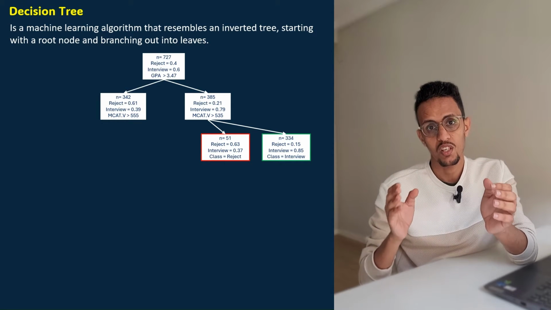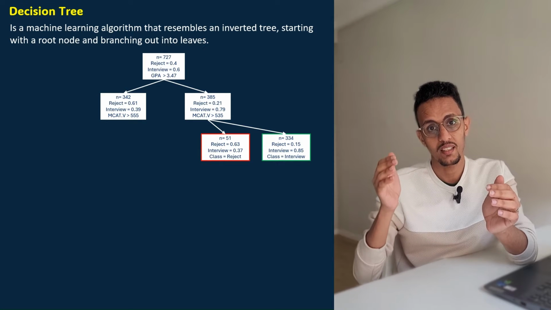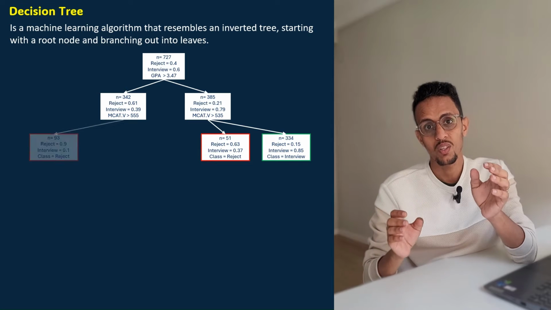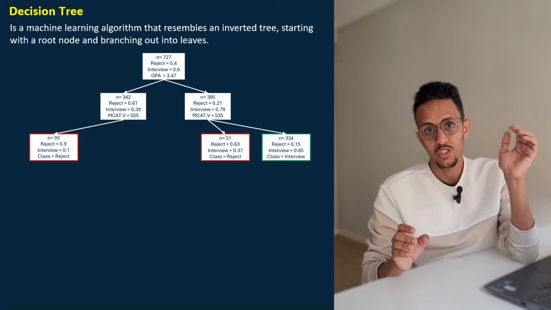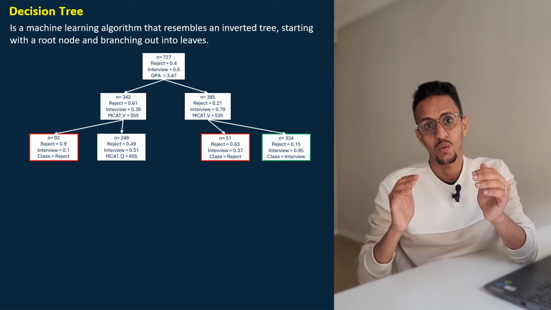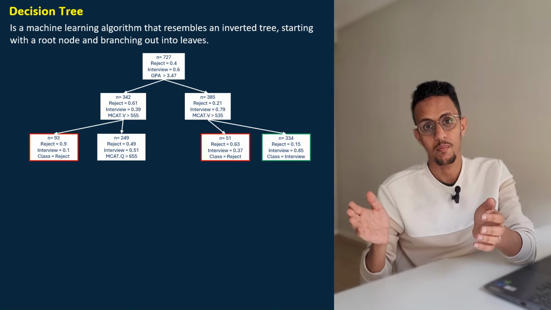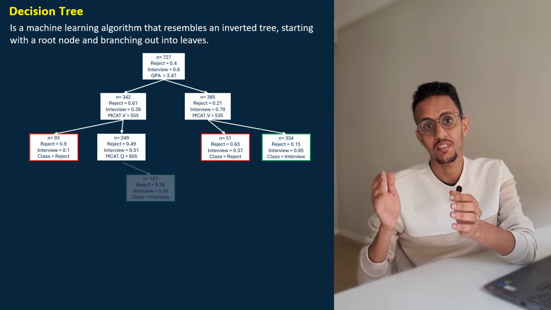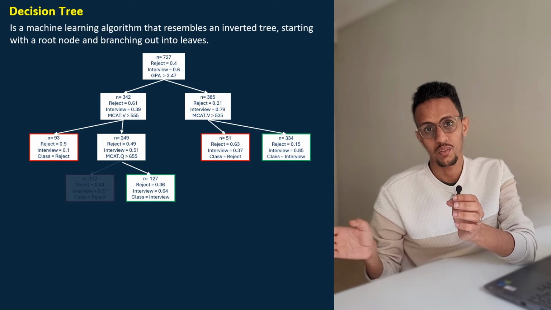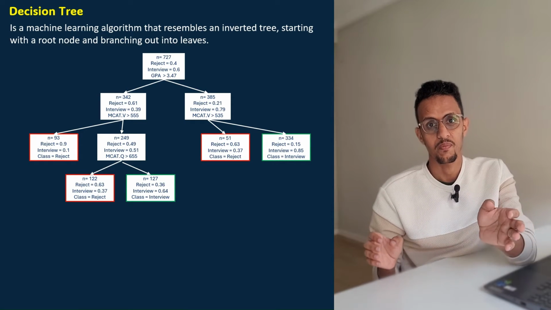On the other side, if the GPA is less than 3.5, then the next question is, what is the score in the verbal admission exam? Is it more than 555? And now the requirement is a little bit higher because the GPA is less. If the answer is no, then the applicant gets rejected. And if the answer is yes, then the next question is, what is the score in the quantitative admission exam? Is it more than 655? If the answer is yes, then the applicant gets invited to the interview. If the answer is no, then the application gets rejected.